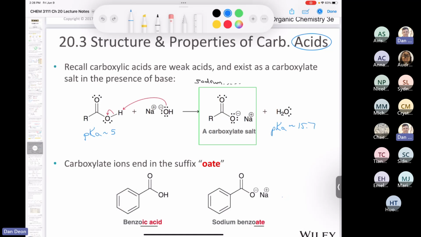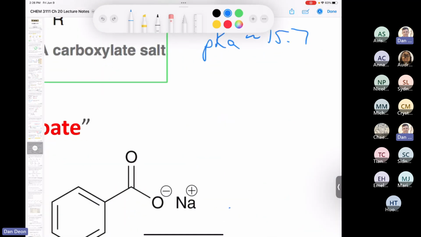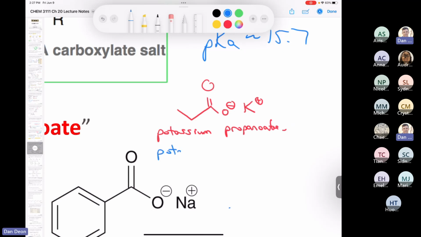So let's try one here. Let's say you had something like this. We had propanoic acid, but then we make propanoate like that. So let's say you had this compound here, or this salt. This would be potassium propanoate, or if you use the common name, it would be potassium propionate. Either one would be acceptable, but that's how you name the salt of a carboxylic acid.